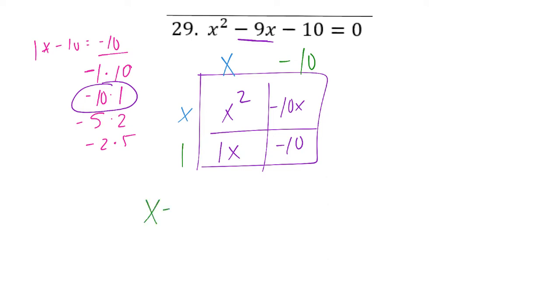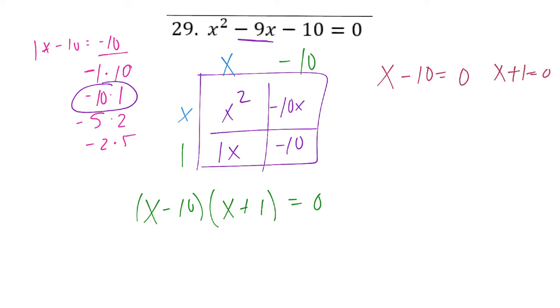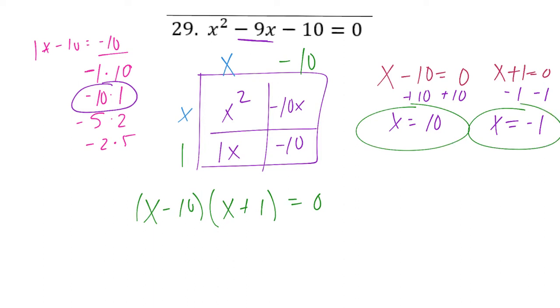So then I have (x minus 10)(x plus 1) equals 0. But remember, for you to multiply two things together and get it to equal 0, it means that you have to set each of them equal to 0 because one of them has to be 0. All right, so then to solve this, we're going to add 10 on both sides. So x equals 10. And then over here, we're going to subtract 1 on both sides, so x equals negative 1. So there are my two answers, 10 and negative 1.